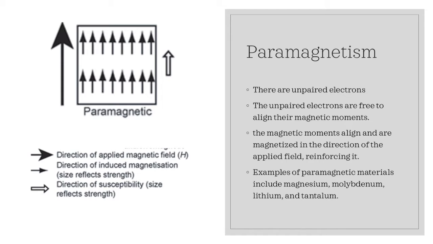Another is paramagnetism. There are unpaired electrons. The unpaired electrons are free to align their magnetic moments. The magnetic moments align and are magnetized in the direction of the applied field, reinforcing it. Examples of paramagnetic materials include magnesium, molybdenum, lithium, and tantalum.